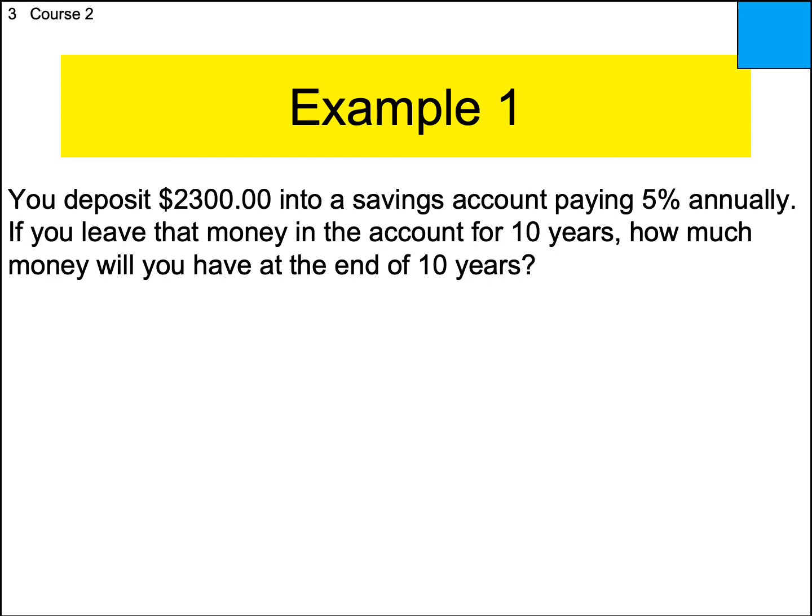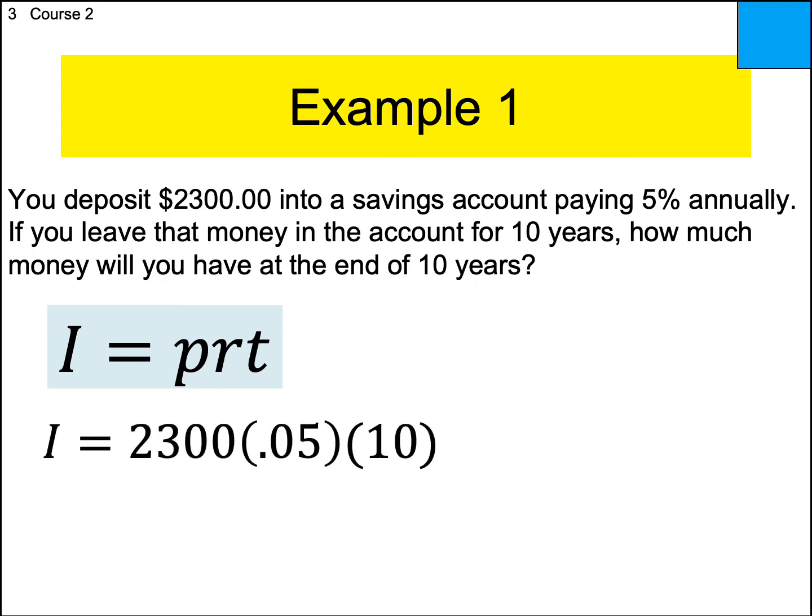Here we go. Let's see, are we investing or taking a loan out? We're investing. You deposit $2,300 into a savings account, paying 5% annually. If you leave that money in the account for 10 years, that's a long time, how much money will you have at the end of 10 years? Okay, one piece at a time, my pretty. The principal is $2,300. The interest rate is 5%, so 0.05. And we're leaving it in for 10 long years.